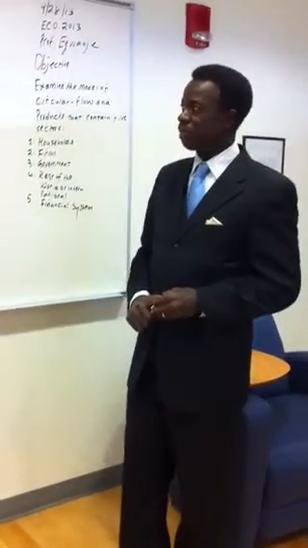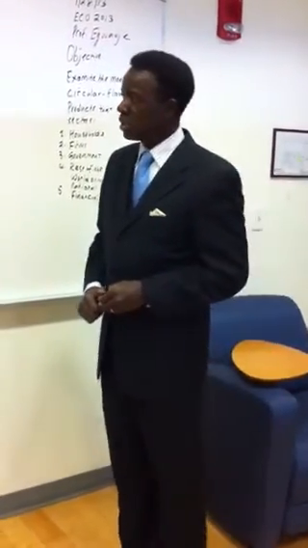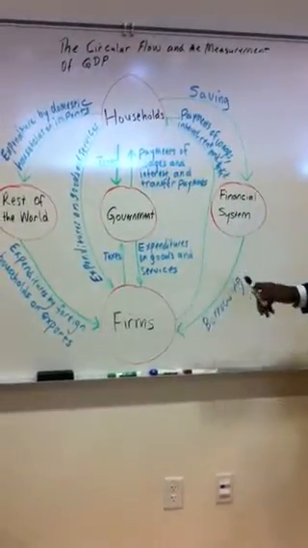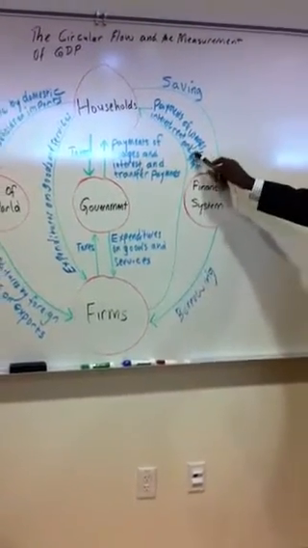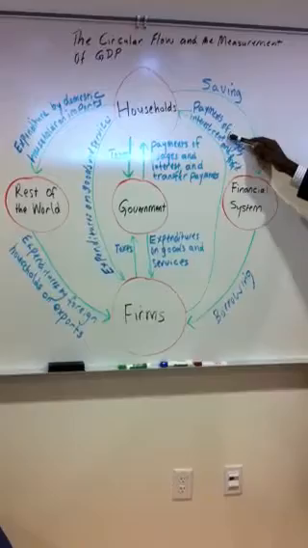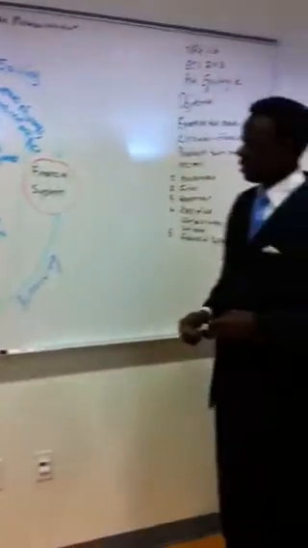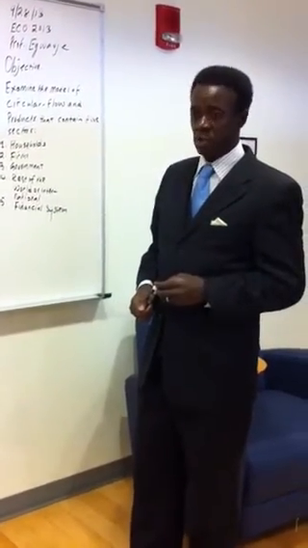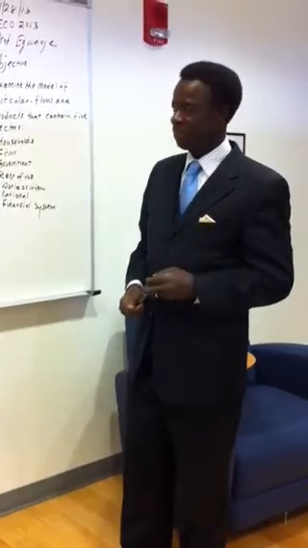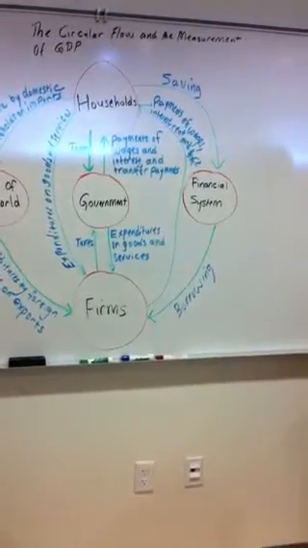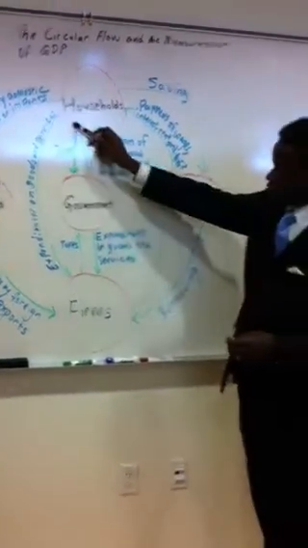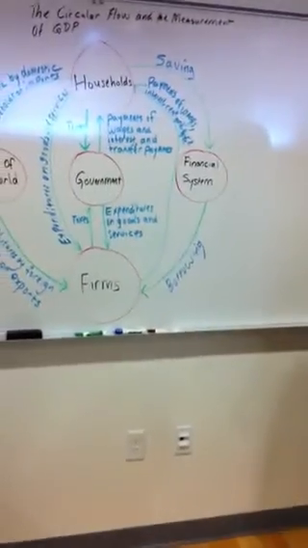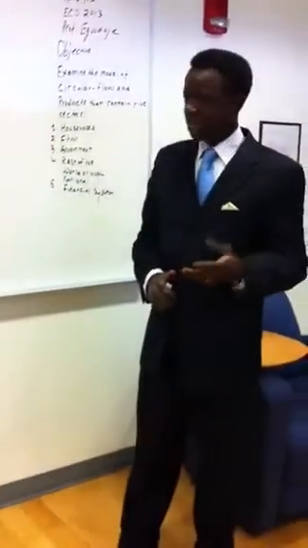And households then receive payments from firms in the form of wages, interest, rent, and profit. And then households spend the income that they receive from the firms. They spend it on goods and services produced and owned by the firms.